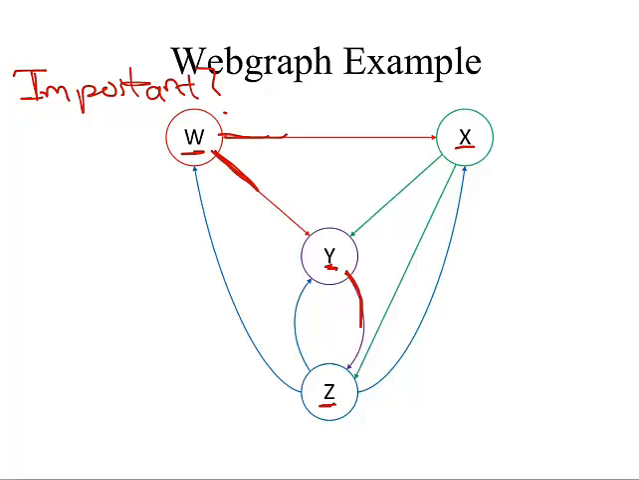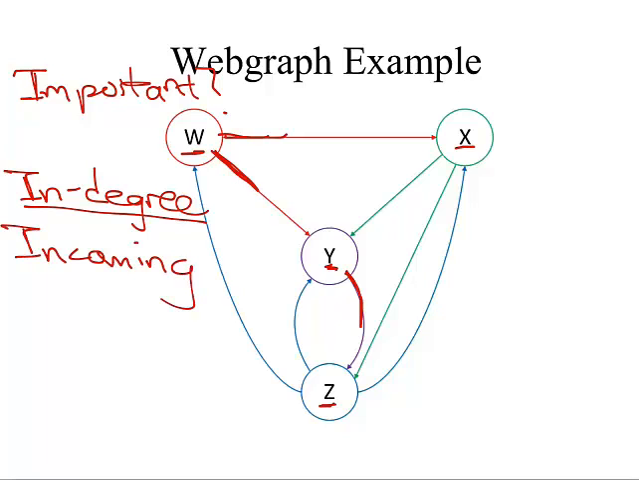So perhaps we might say that importance comes from this notion of in degree. And the in degree is basically the number of incoming connections. So if we look at node W, W has an in degree of 1 because it has one page pointed from Z. X has an in degree of 2 because it has a link from W and a link from Z. Y has an in degree of 3 because it has a link from each of the other nodes. And Z has an in degree of 2 from Y and X.